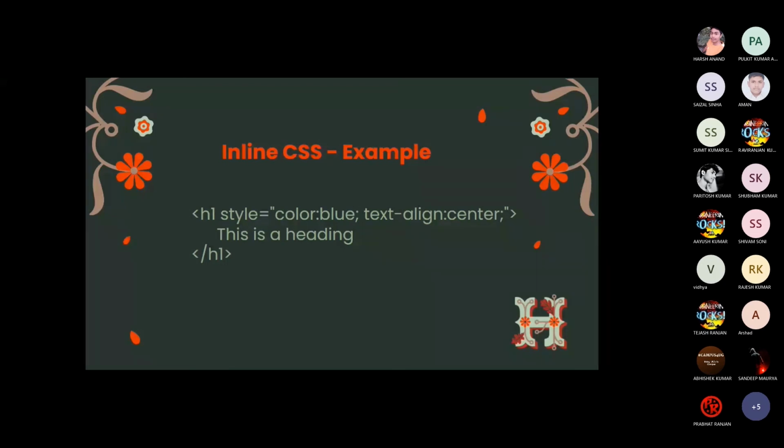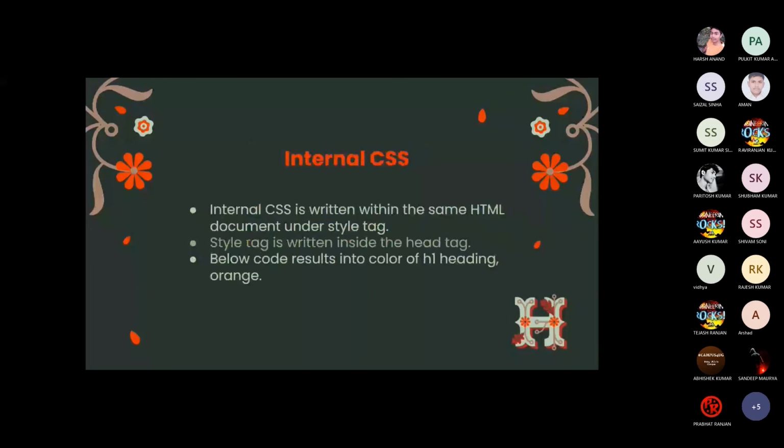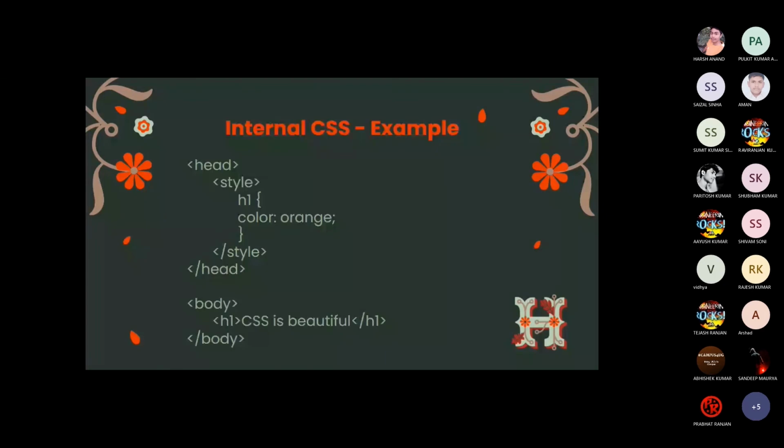So let us move to internal CSS. Internal CSS is written within the same HTML document under the style tag. So in the same HTML, we will write all the CSS code. This code should lie inside a tag, which is the style tag. So all of our code will go into the style tag. And where will the style tag lie? The style tag will be inside the head tag. So in the next example, we will see the use of internal CSS.